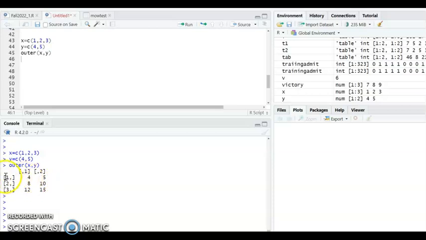The next one is 1 and 5, multiplication 5. The next one is 2 and 4, multiplication is 8. The next one is 2 and 5, multiplication is 10. The next one is 3 and 4, multiplication is 12. And finally, 15. So it is exactly what outer does. Outer first creates for us in its memory all the pairs that could be made out of the x and y, and also applies a function over them.